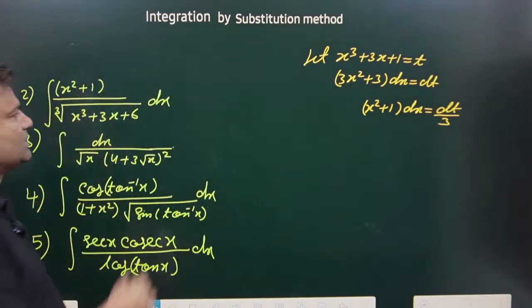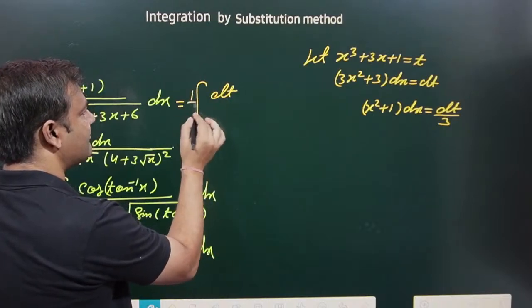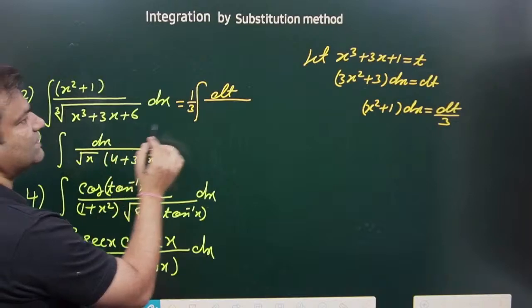So that is, very simple, dt by 3 divided by how much? What about that value? Sorry, here 6.